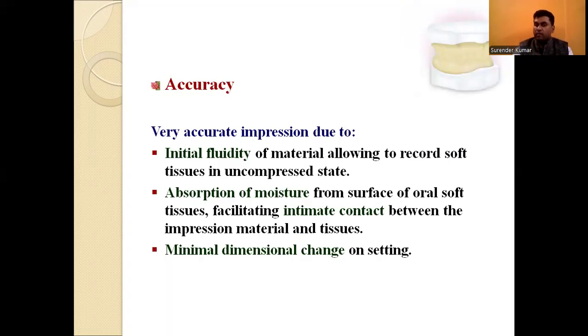Accuracy: very accurate impression due to the initial fluidity of the material. It allows recording the soft tissues in an uncompressed state because it is mucostatic. Absorption of the moisture from the surface of the oral tissues facilitates intimate contact between the impression material and the tissue. That means you can say that they are like hydrophilic compounds, water loving. So even if the tissues are wet, they will have intimate contact with the material. Minimal dimensional change on setting.